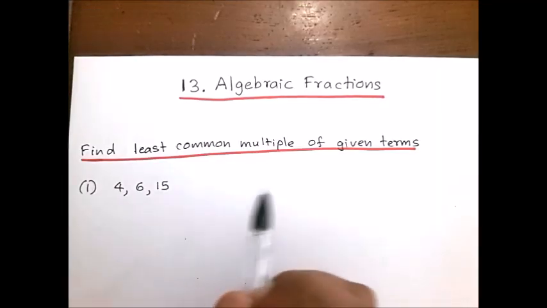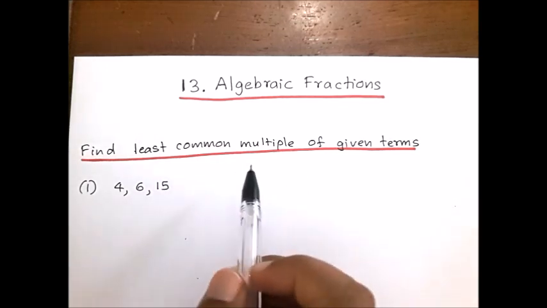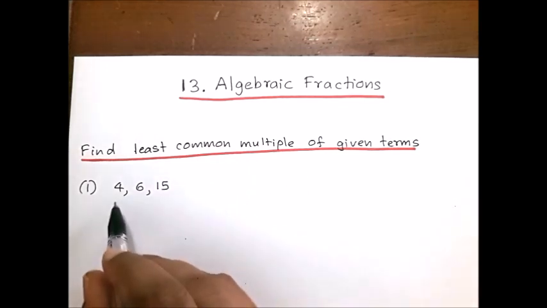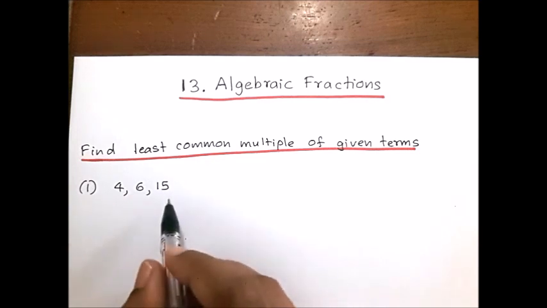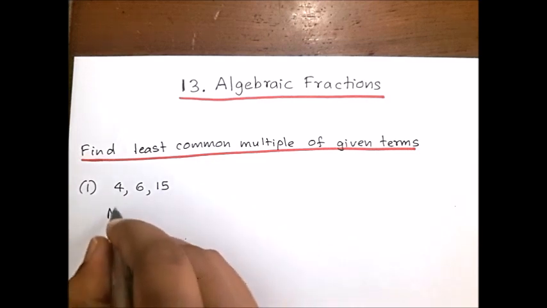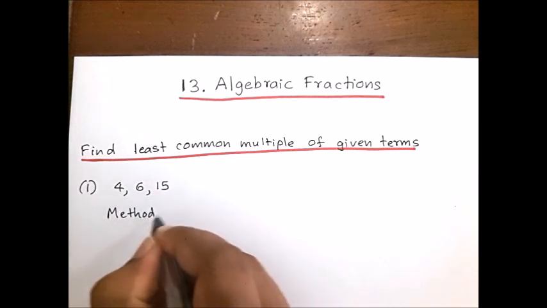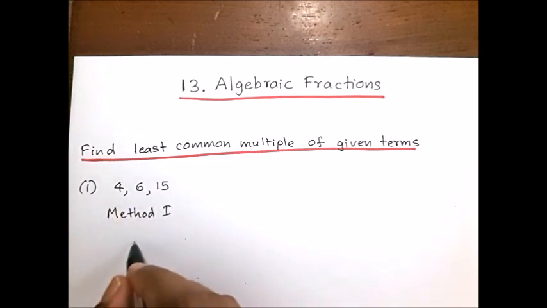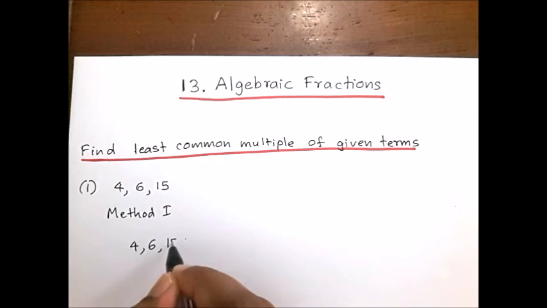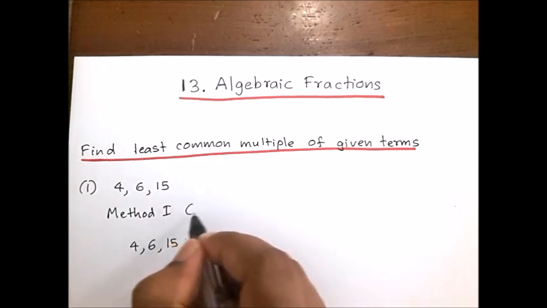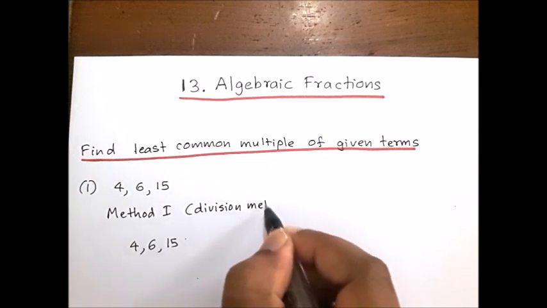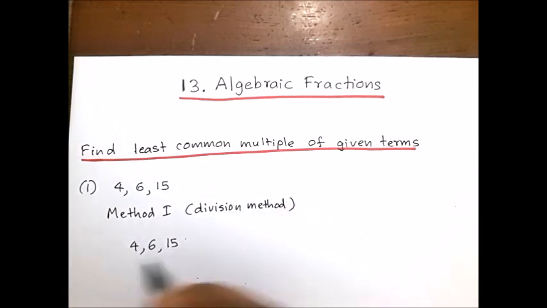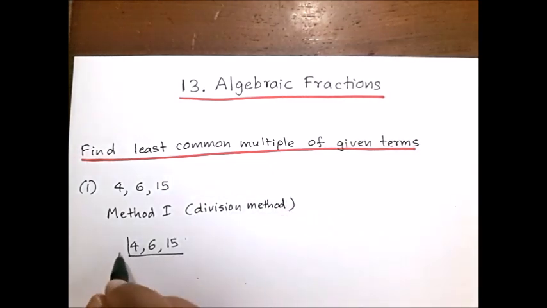Now look at these examples. Find the least common multiple. Here I am going to tell you two methods to find the least common multiple of these numbers. Method 1 is to divide these numbers by prime numbers. We call this the division method. Divide only by prime numbers.